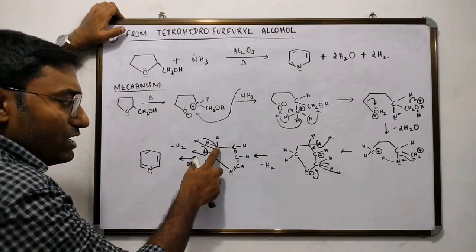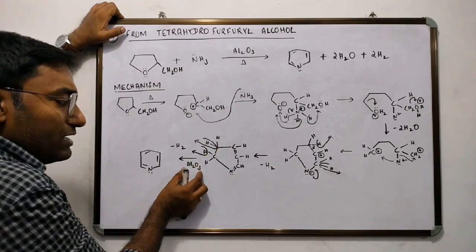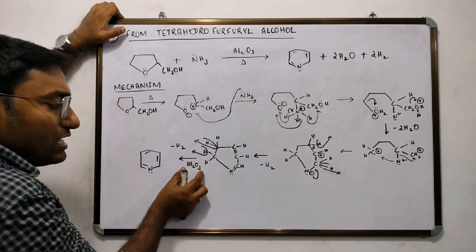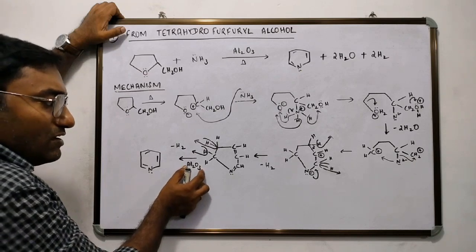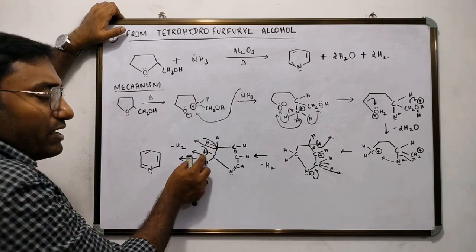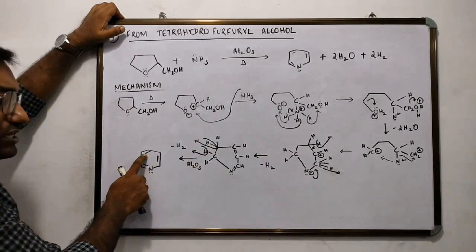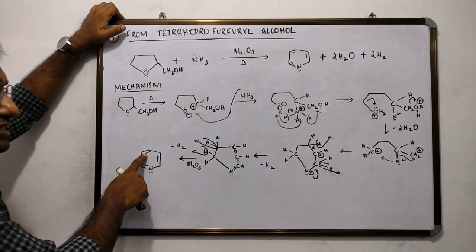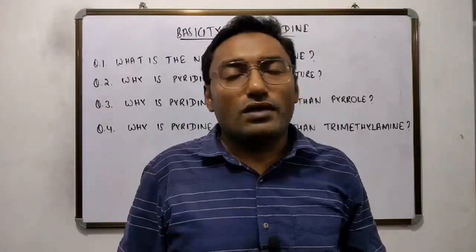The third double bond in this ring can be easily established by the action of the oxidant aluminum oxide. Aluminum oxide releases oxygen, which can easily remove two hydrogens, one without any pair and the other one with its pair, leading to the formation of the third double bond within the ring and the formation of pyridine.